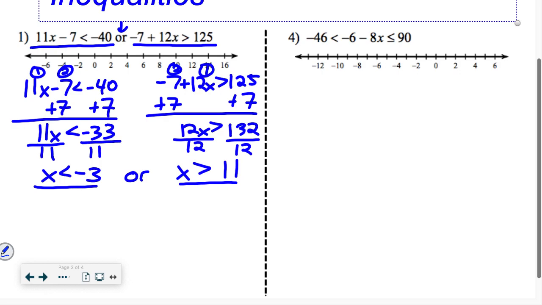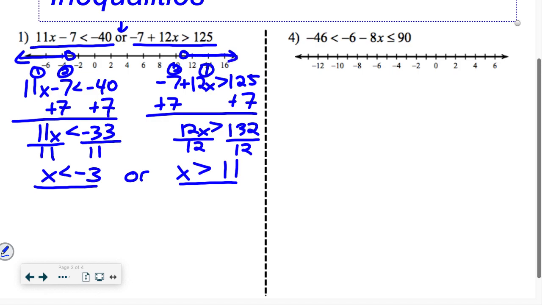Back to my number line, I'm going to represent all of these. This is going to look different from yesterday's inequalities, but we're still applying the same concepts. Since I'm doing less than for x is less than negative 3, that gets an open circle on negative 3 and an arrow to the left. We also want to put in x is greater than 11, so that is going to be 11 with an open circle and an arrow to the right.